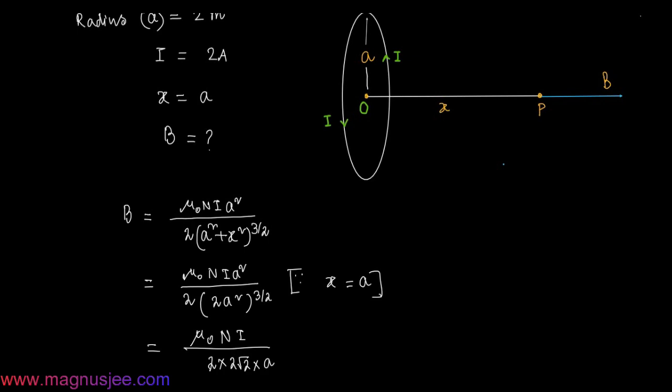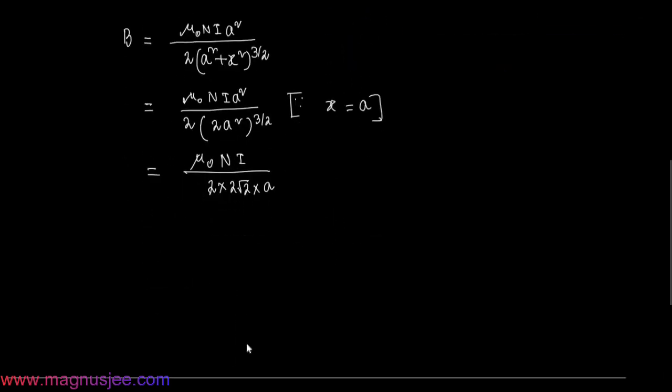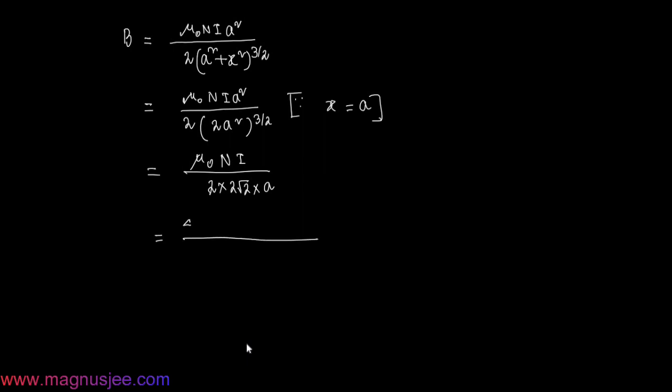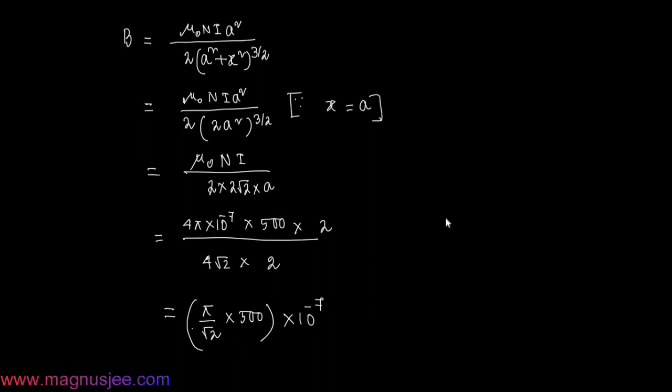2 into 2 root 2 a, equal to mu 0 equal 4 pi into 10 to the power minus 7 into 500 into 2 ampere divided by 4 root 2 into 2. We get the value of B as pi by root 2 into 500 into 10 to the power minus 7.